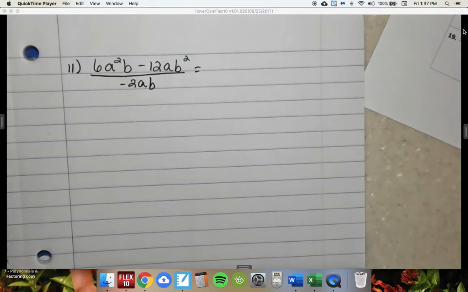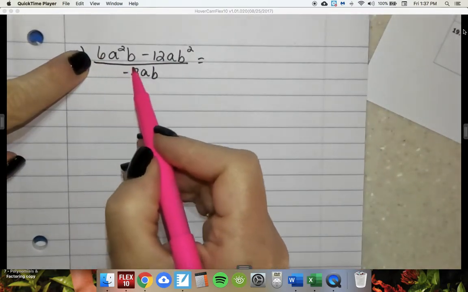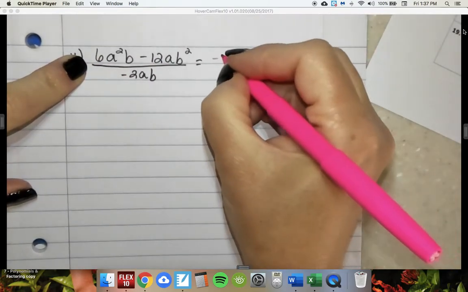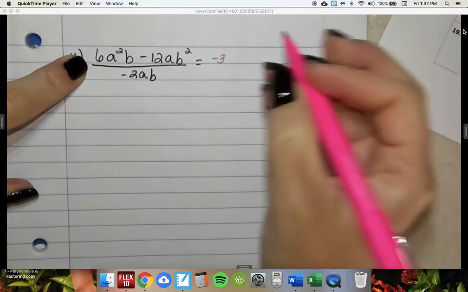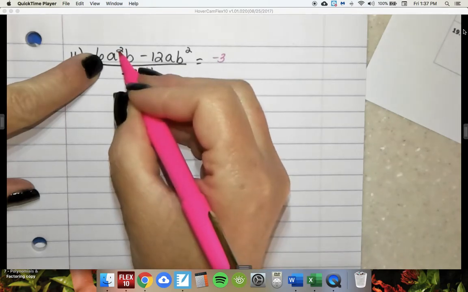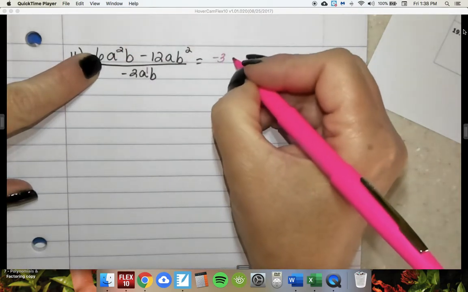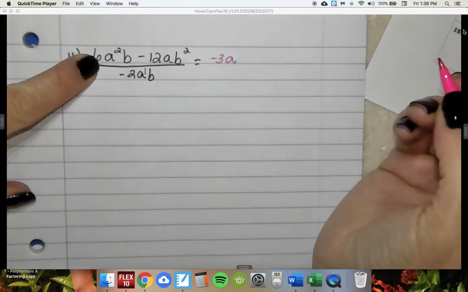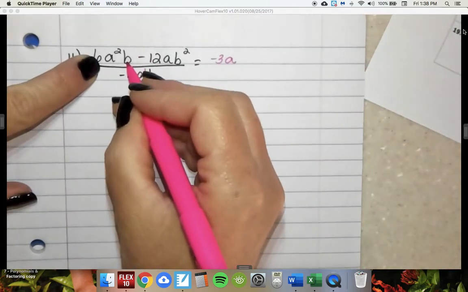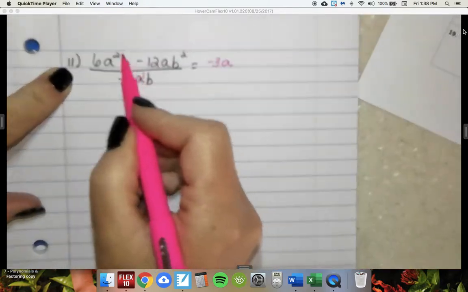Don't look at this and get overwhelmed. It's just step by step. You do your coefficients first. So what's 6 divided by negative 2? It's a negative 3. A2, A1, well, 2 minus 1 is 1, or this 1a cancels out one of those a's, leaving 1a behind up on top. B divided by b cancels out, nothing left. So you're done with this first term.